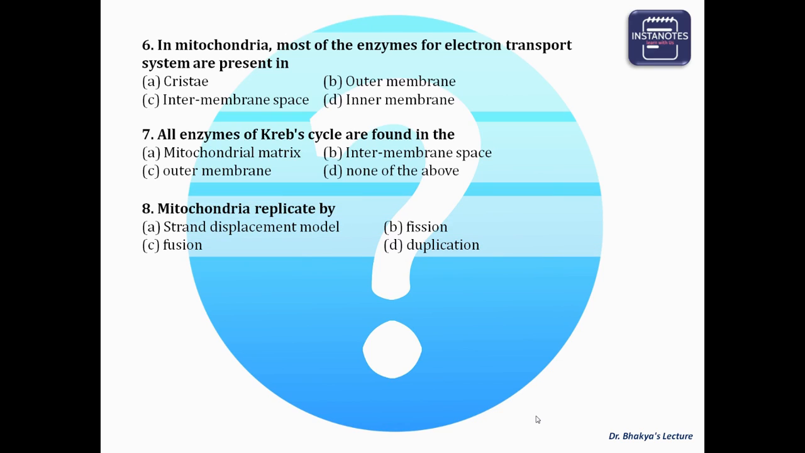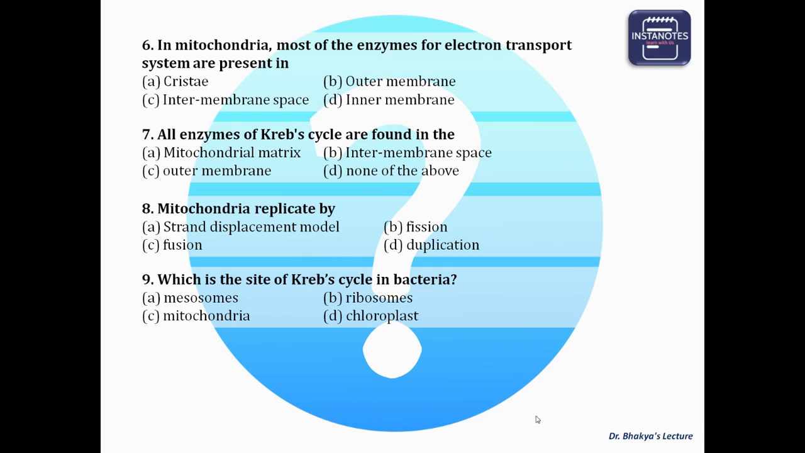Mitochondria replicate by, yes, it is not fission, it is the strand displacement model. It multiplies by fission, whereas it replicates by the strand displacement model. Which is the site of the Krebs cycle in bacteria? Since mitochondria is absent in prokaryotes, that is bacteria, mesosomes perform the function of mitochondria. So the answer is mesosomes.